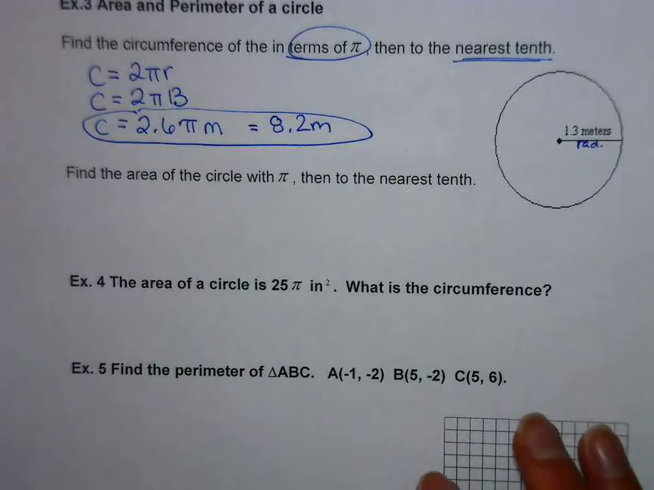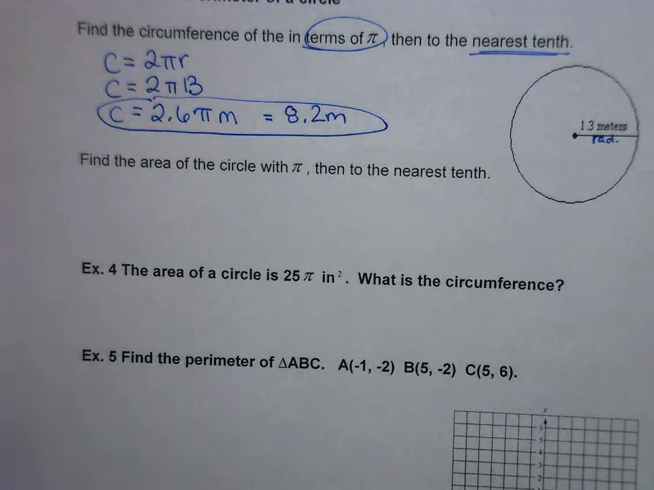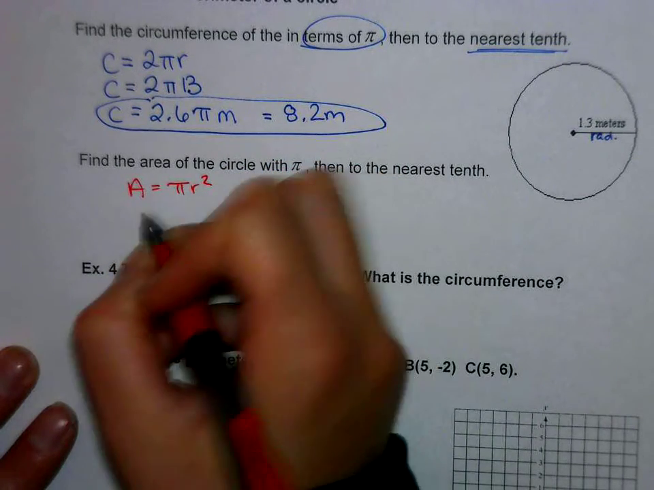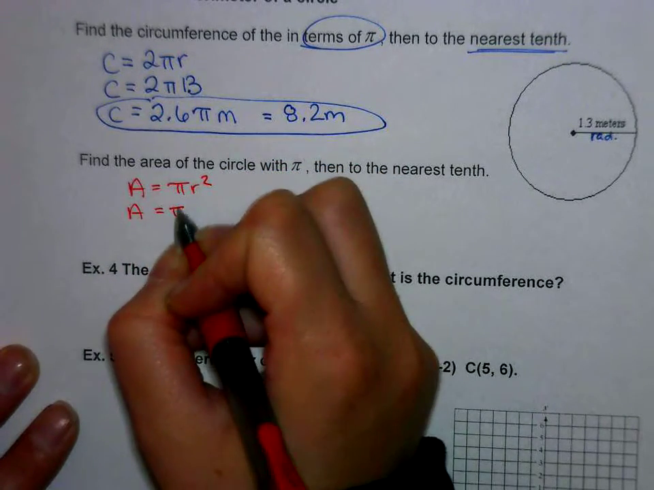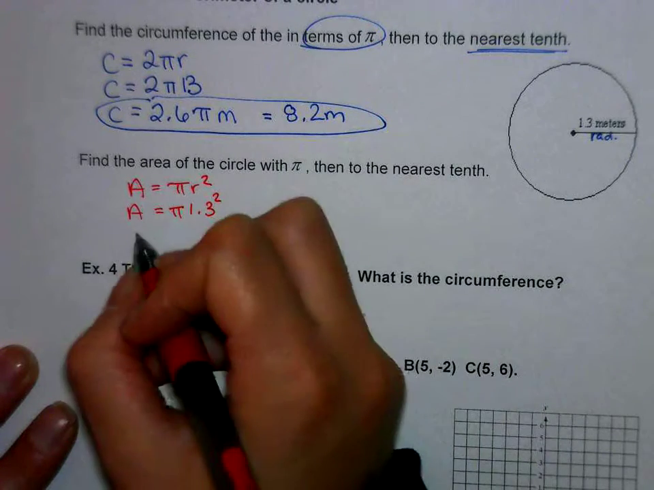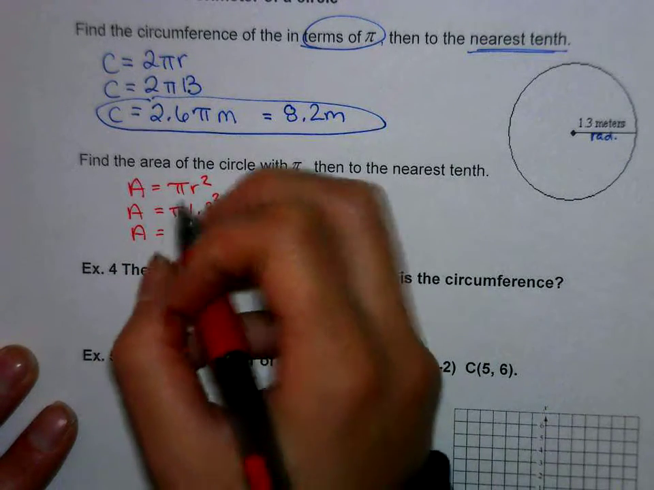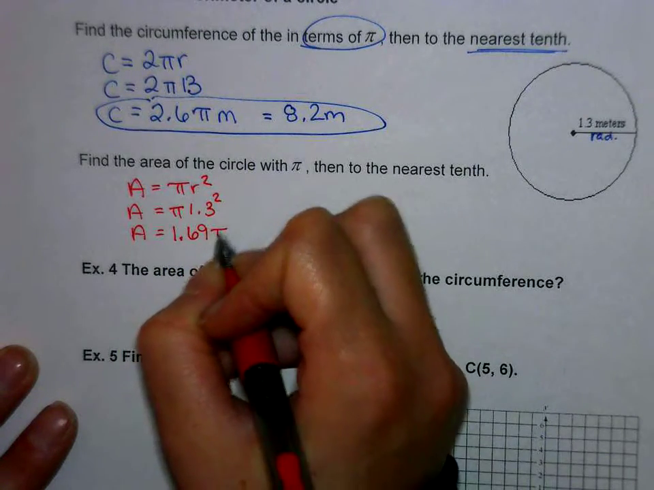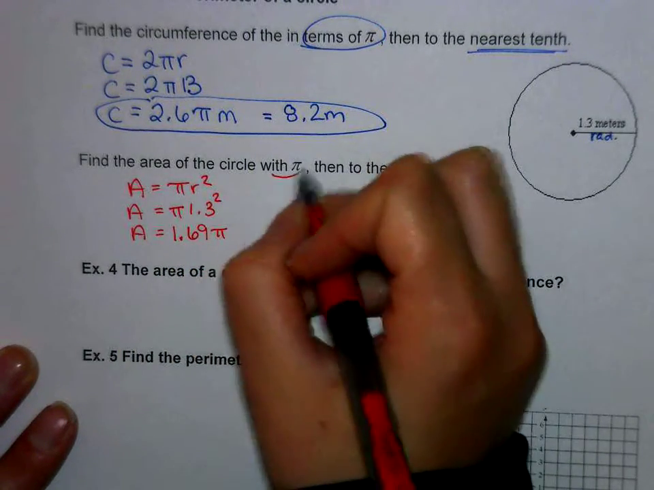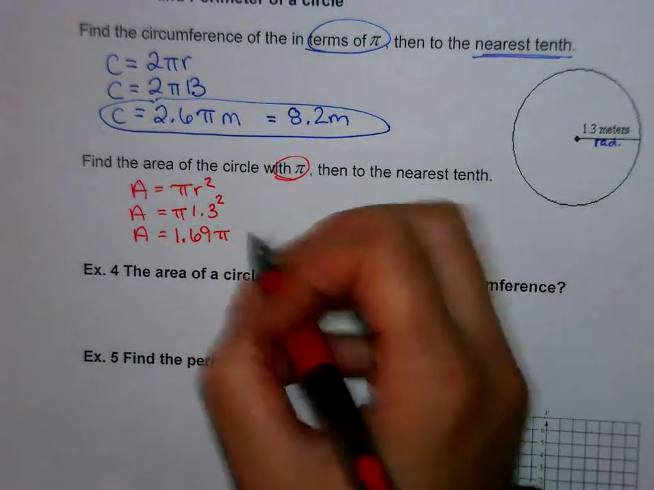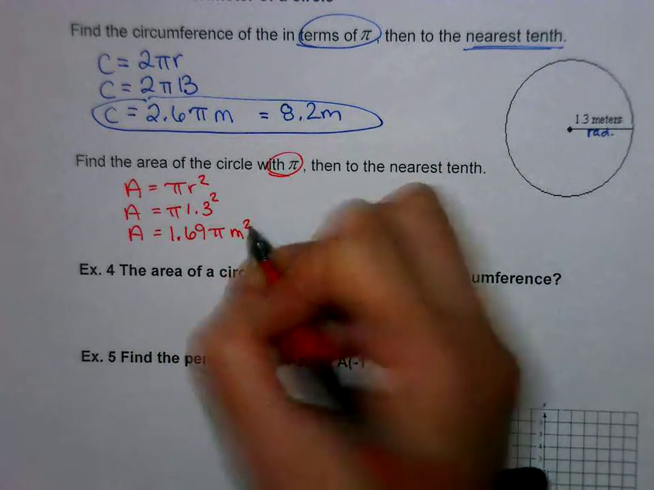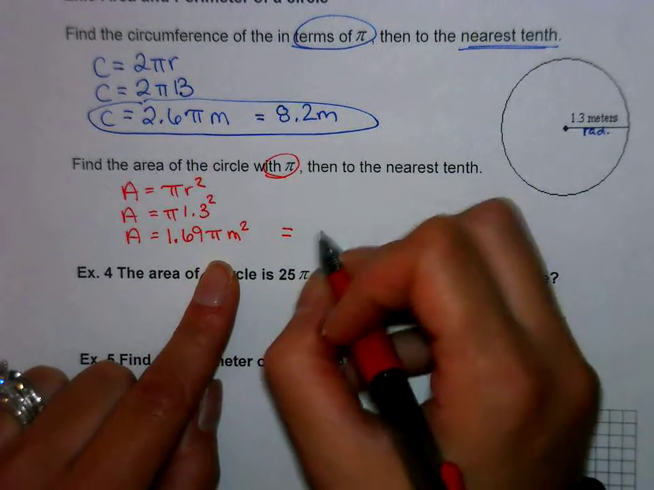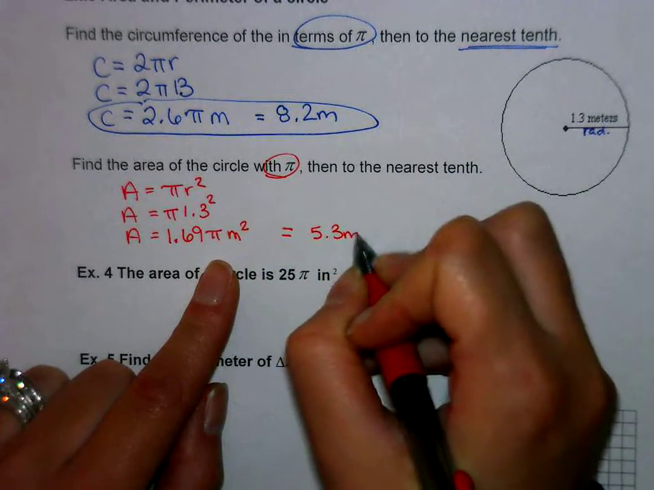So let's find the area of the circle. The area is pi times the radius squared. And we know our radius is 1 3/10. So 1 3/10 squared is 1.69 pi. We want it with pi and then to the nearest tenth. So meters squared. As we find to the nearest tenth, we do 1.69 times pi, which is 5.3 meters squared.